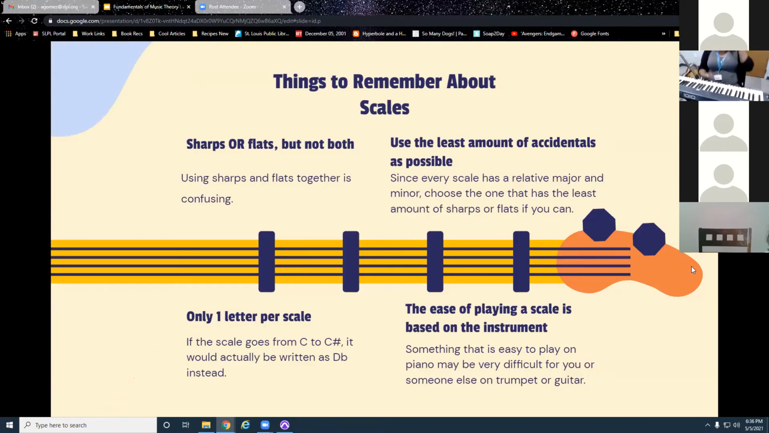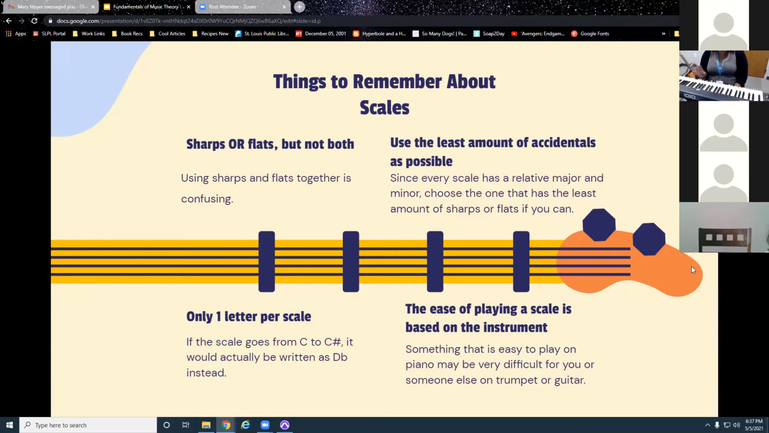Here again are some things to remember about scales. Sharps or flats, but not both. When you use sharps and flats together, that can be confusing, especially when you're looking at a piano and you have these enharmonic keys where this key is also this key, they represent the same note. Just use sharps or flats. So if you wanted to start on E and figure out what the major scale for E is, and what the minor scale is, if you're going to write it out, it needs to be just sharps or flats.